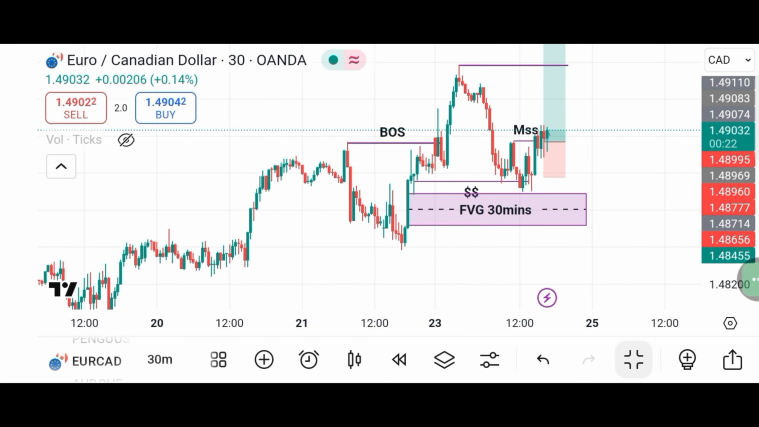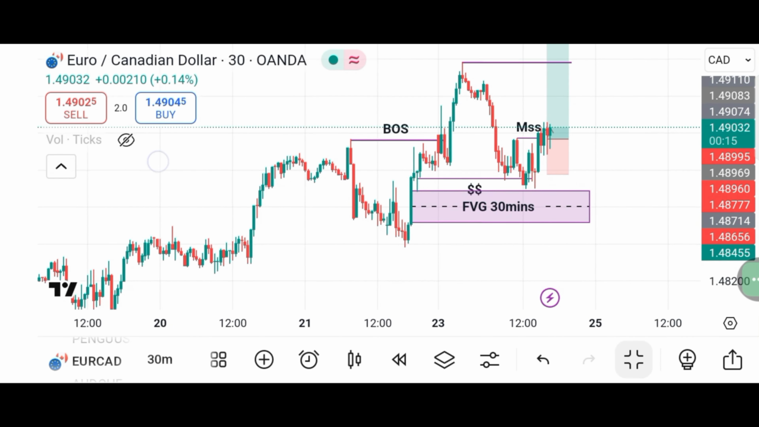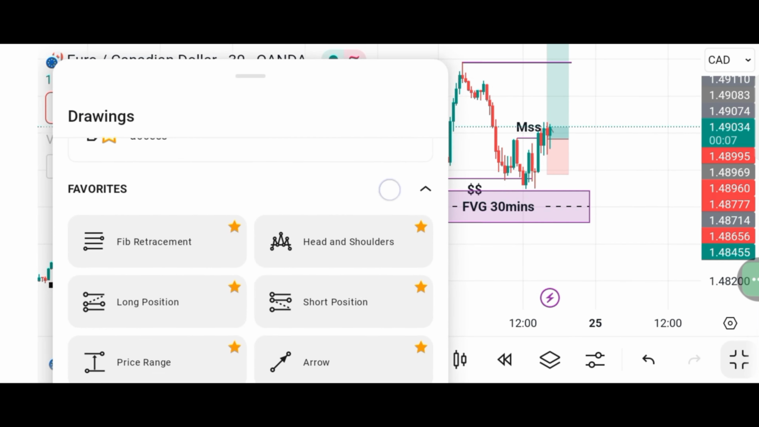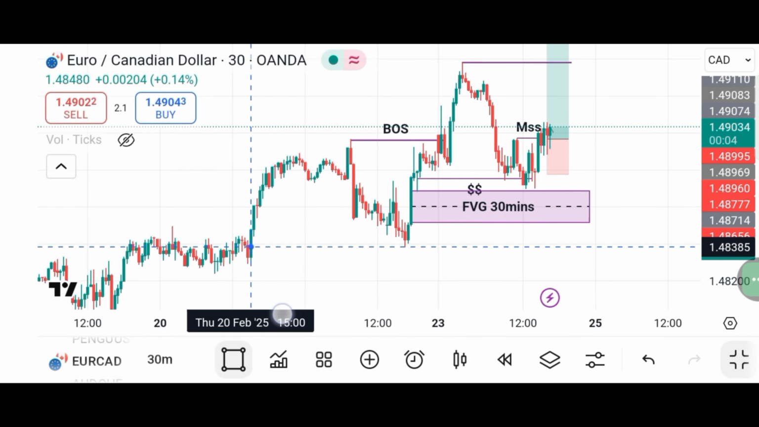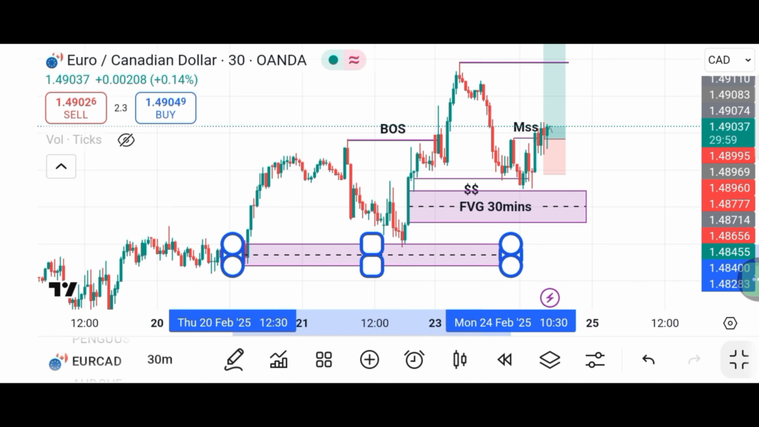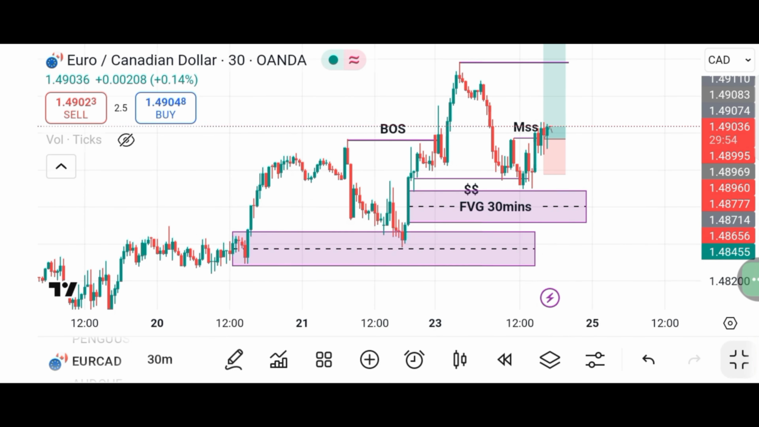Using ICT concepts, everything is well detailed on this diagram. You can see here we have a break of structure on the 30-minute time frame, and you can see that price mitigated this order block here. Let me draw it. The last place price mitigated was this order block. This is another block here, and after the mitigation of this order block, we created a break of structure.